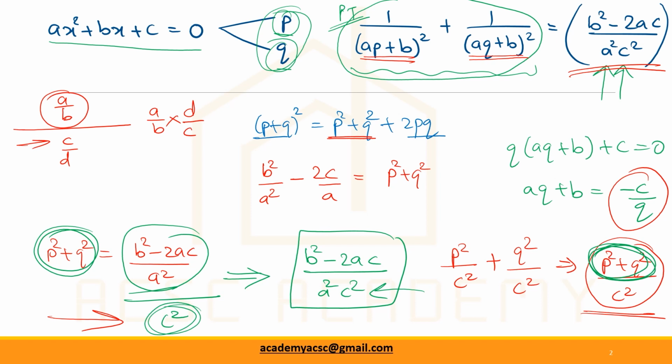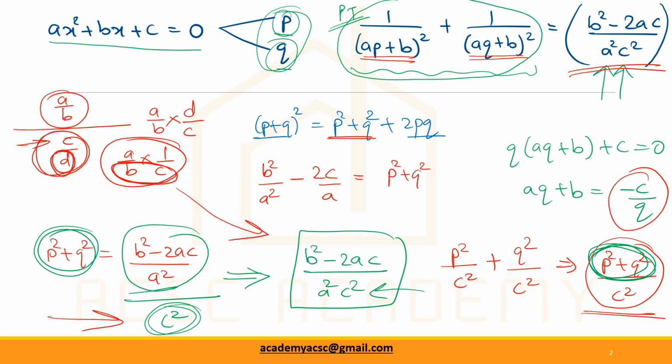Only the numerator was there, the denominator was not, so we will assume that to be 1. Then when this particular rule is applied, that becomes a by b into 1 by c, which simply means that the entire thing comes to the denominator and the numerator remains unchanged. So that is what we did over here, and the result that we have got is b squared minus 2ac upon a square c square, same as the one which we needed to prove. So yes, it was very easy to prove this particular thing. Many of you might have already done this question.